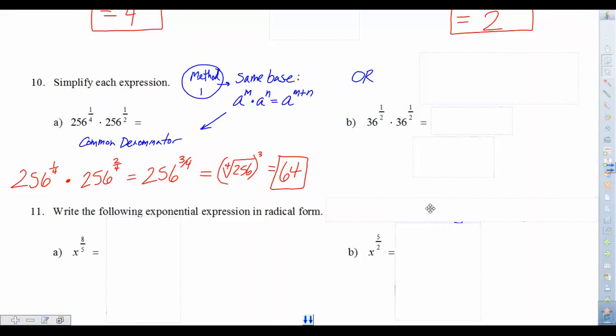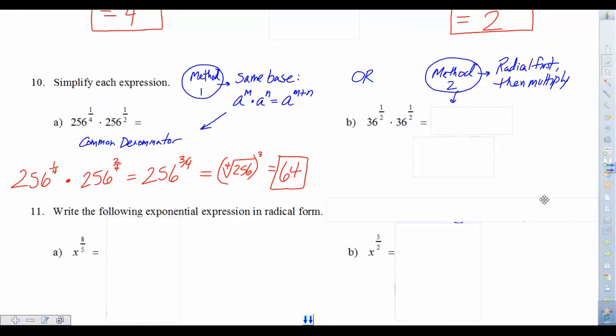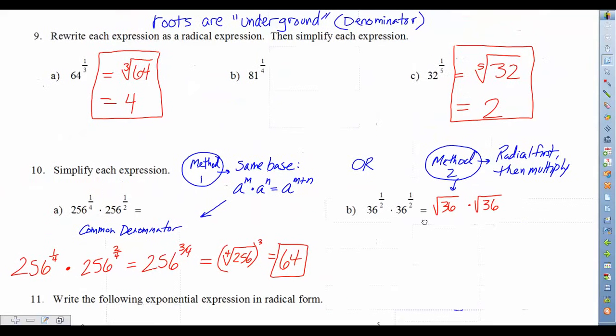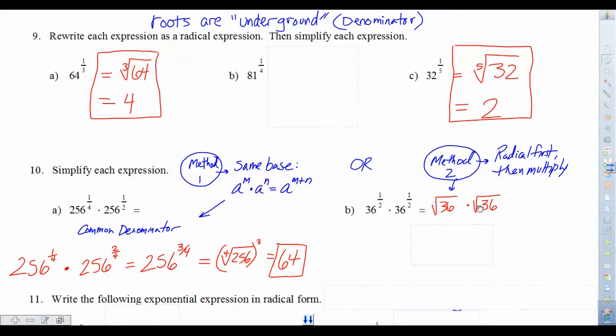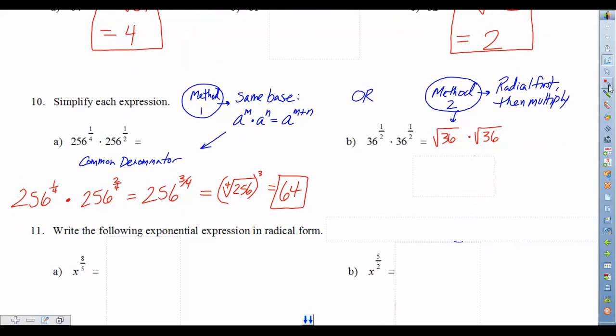Okay? The other method that I'll briefly talk about over here is that, realize that, couldn't you actually just do each one of these individually? Take the radical first and then multiply. In other words, if I have the 36 to the 1/2 times 36 to the 1/2, isn't that really no different than me doing the same move that I just did right up here and rewrote those as radicals? It's really saying the square root of 36 times the square root of 36, and I think you guys know how to finish that problem and give me the final answer there. Okay? Be very careful. Okay?